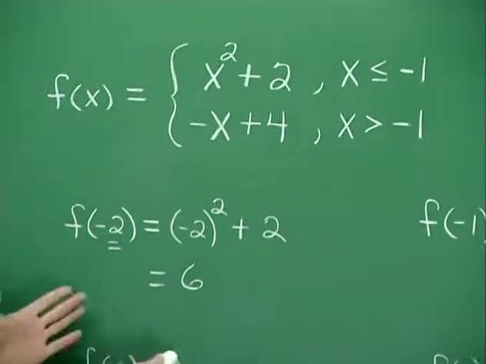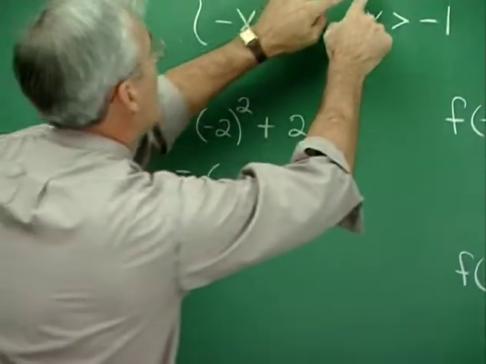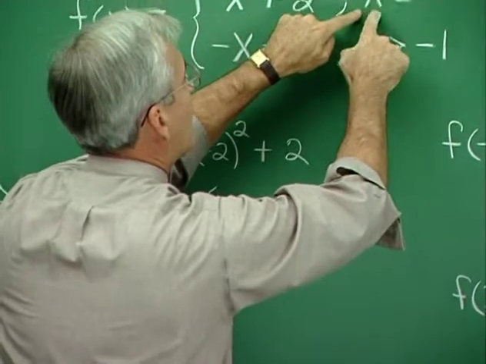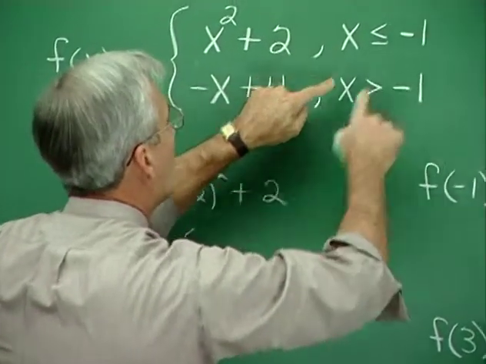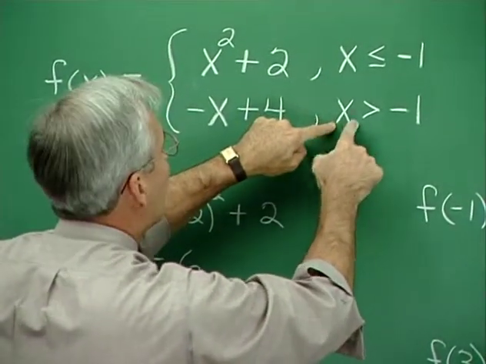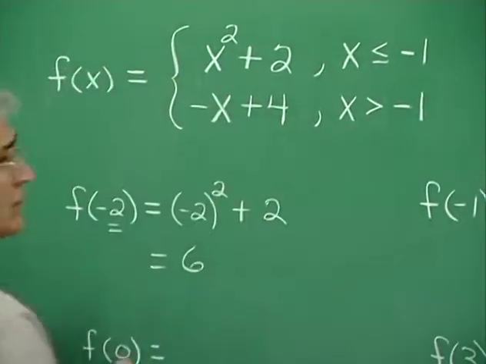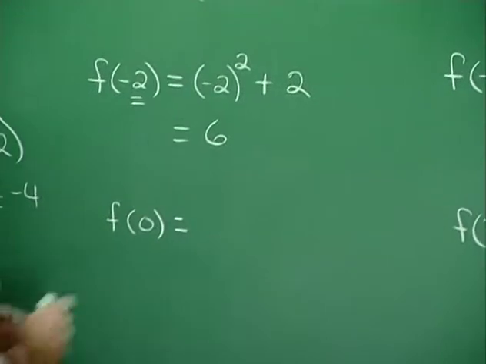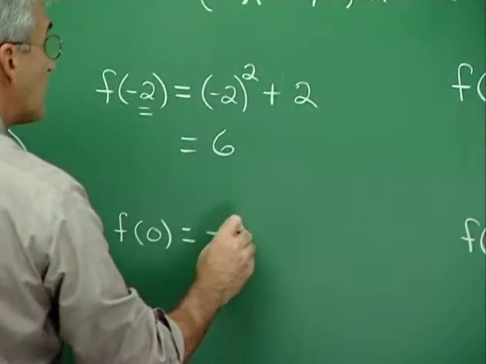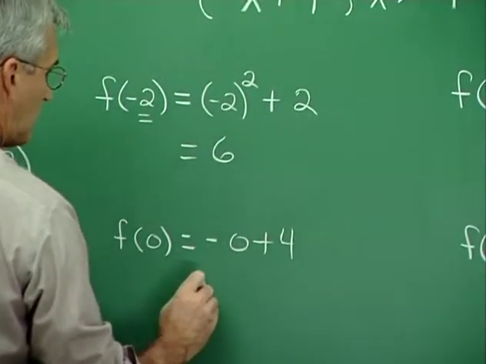f of 0, well, where does 0 fall? Would it fall into this region of x is less than or equal to negative 1? No. Would it be in this region where x is greater than negative 1? Yes, it's in this region, and therefore we use this expression for evaluation purposes. So f of 0 would be minus 0 plus 4, or simply 4.